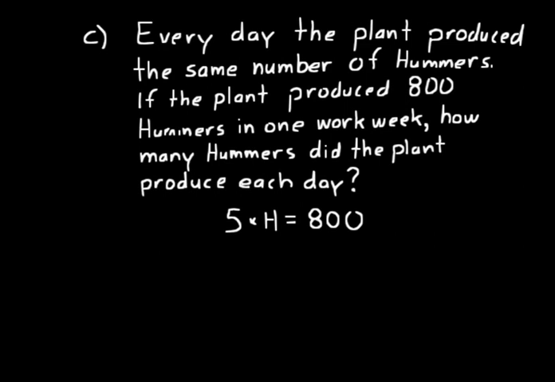So we just do division, because division undoes multiplication. And 5 goes into 8 one time. 5 goes into 30 exactly 6 times. And you should know that we would just end up with 160 there. I won't do the rest of the division. So our answer is 160 hummers.